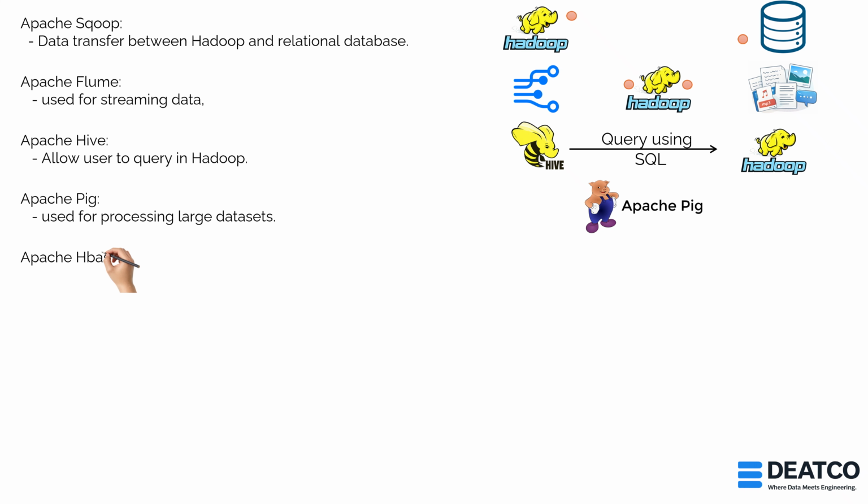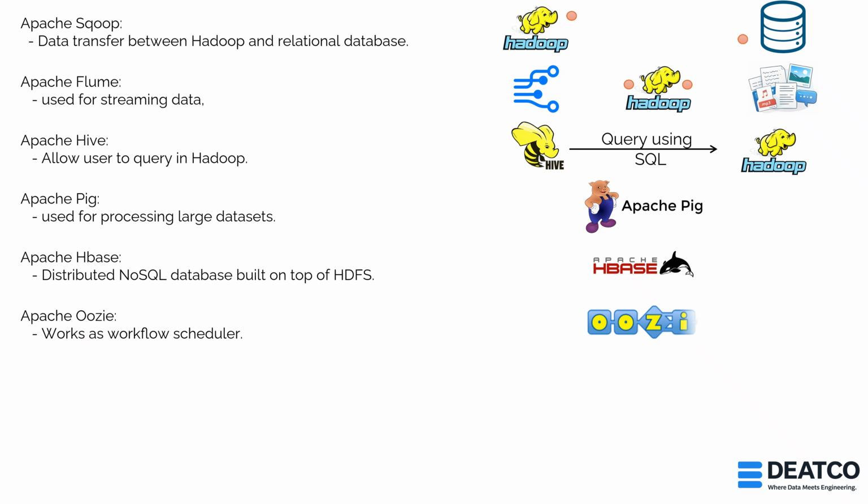Next is Apache HBase. It is a distributed NoSQL database built on top of HDFS. It is designed for real-time read and write access to large datasets and is commonly used when low latency data access is required. Next is Apache Oozie. It is a workflow scheduling system for Hadoop. It is used to define, manage, and monitor workflow that consist of multiple Hadoop jobs such as MapReduce, Hive, and Spark jobs. Lastly, we will talk about Apache Zookeeper.